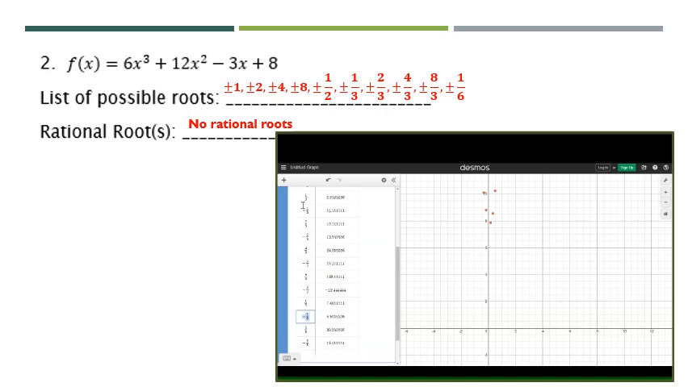Okay, so I've got all of my possibilities here. And again, I'm looking at just my Y values. Anything that has a Y value of 0 is one of my rational roots. So what you'll notice here is that I typed in every single one of the possibilities and none of them says 0. So what that tells me is that this graph doesn't have any rational roots.